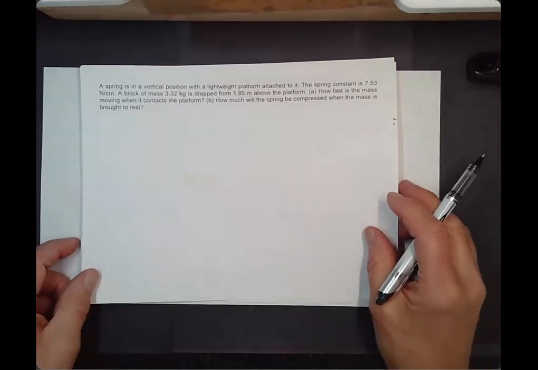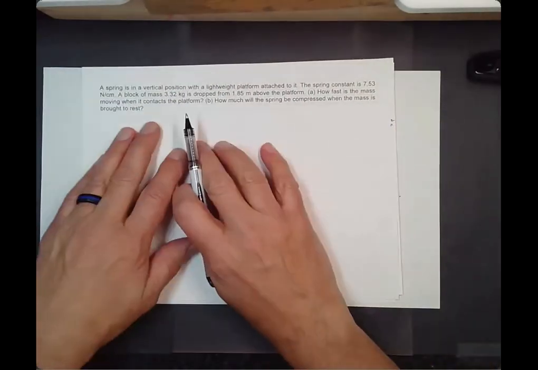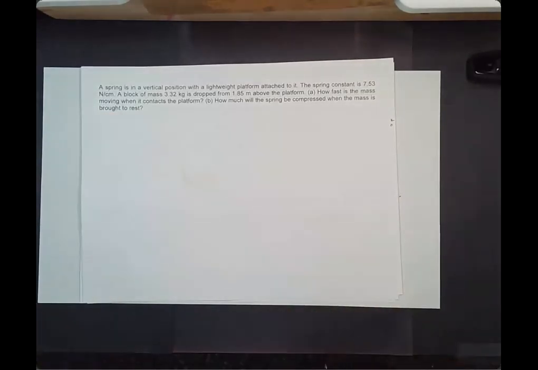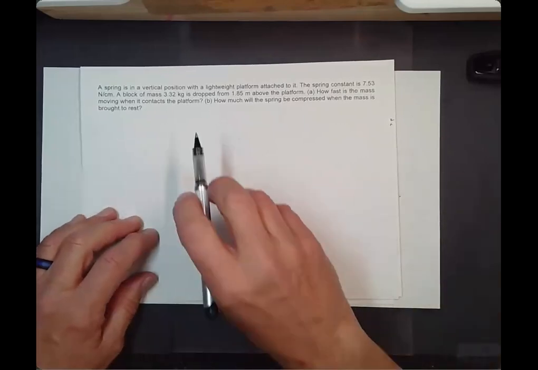Here's another one. Let's see. So far I'm dealing with friction-free situations, and a little later today I'm going to start doing some that have friction in them. It will be kind of interesting.